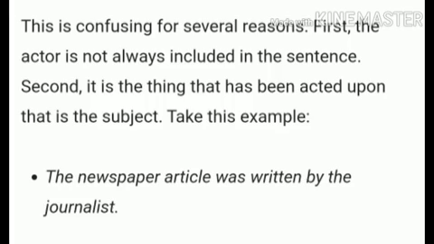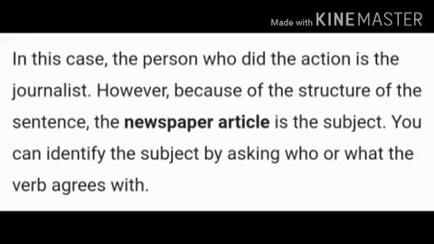Take this example. The newspaper article was written by the journalist. In this case, the person who did the action is the journalist. However, because of the structure of the sentence, the newspaper article is the subject. You can identify the subject by asking who or what the verb agrees with.